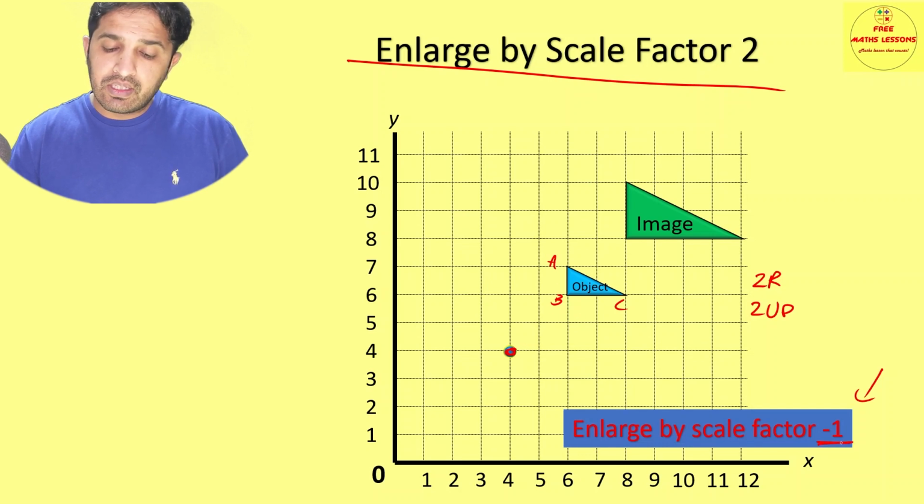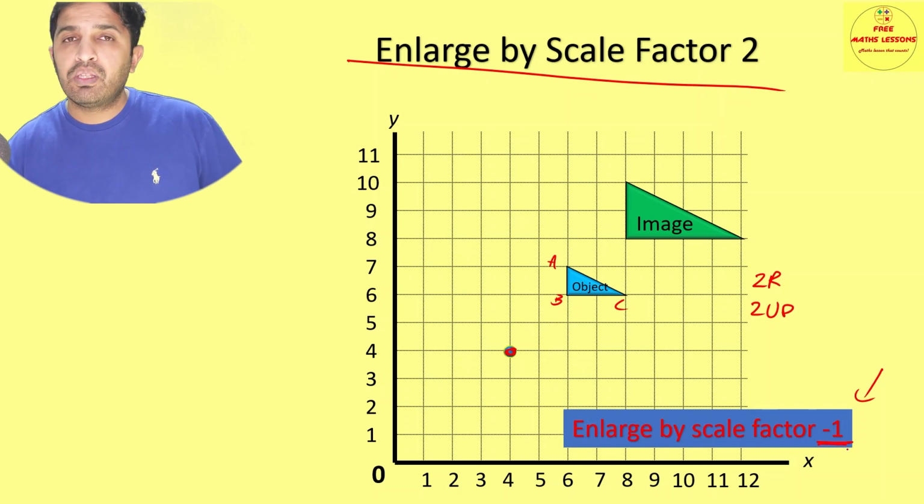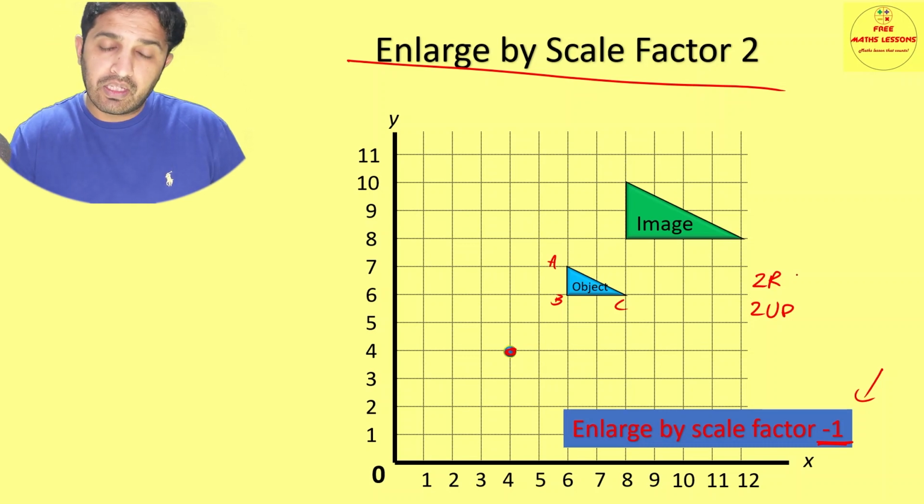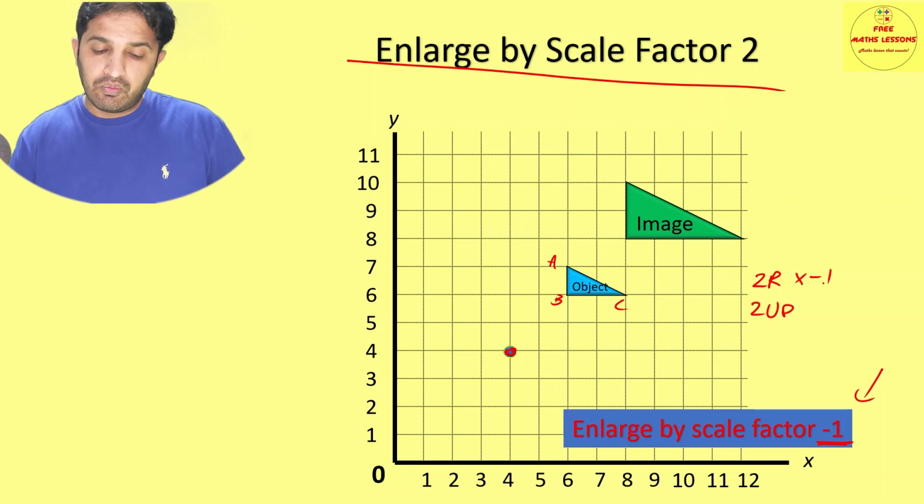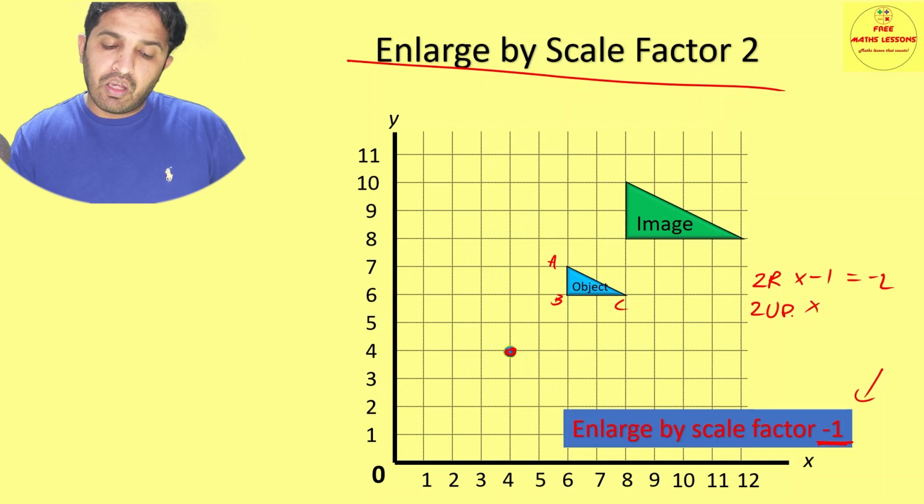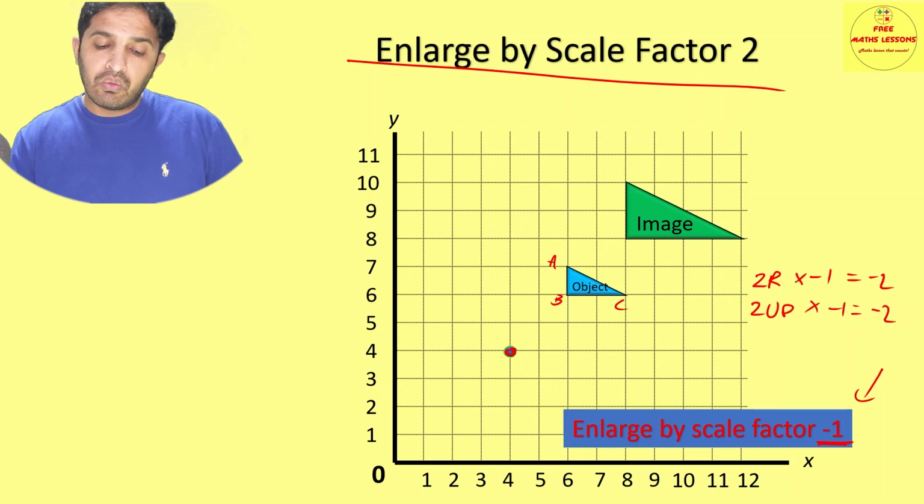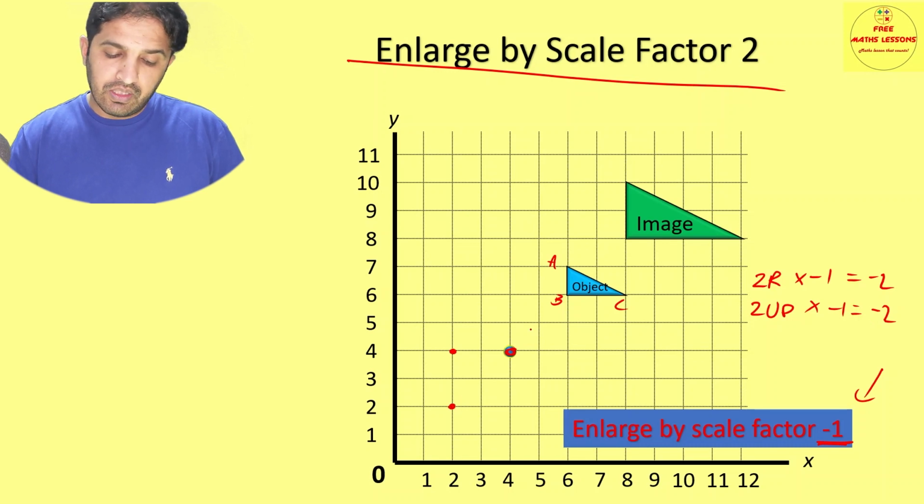And the scale factor is -1. So what do we have to do? We need to multiply each one of those lengths by -1. So we're multiplying 2 right by -1, we get -2. And multiply 2 up by -1, we get -2 again. So instead of going 2 right, -2 means we need to go 2 left. So we go there, and instead of going 2 up, we're going to go -2. So that means we're going 2 down. So this will become your B prime.